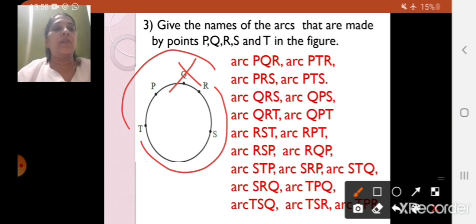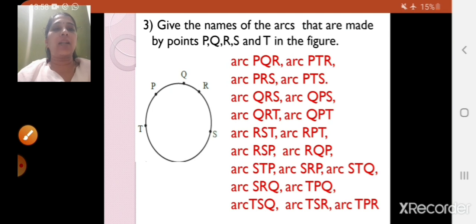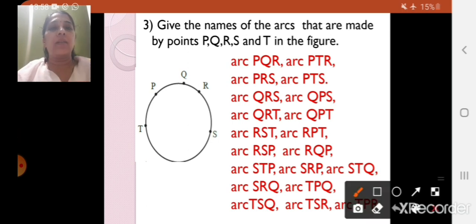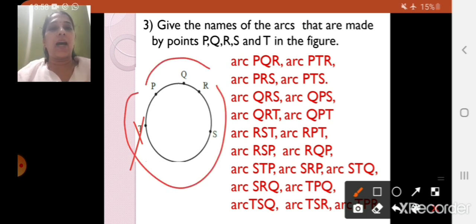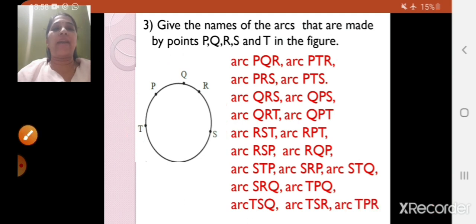So which is your next arc? We will keep the point T out of the circle. And then we will write arc RSP and arc RQP. So that will become your second arc: arc RSP and arc RQP. So now with the point R we have finished.